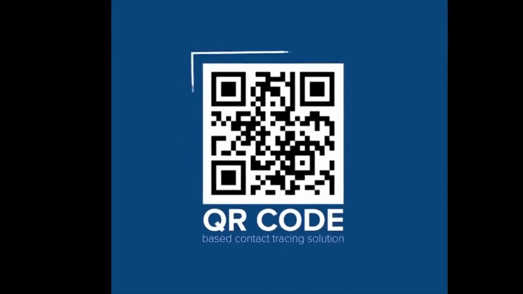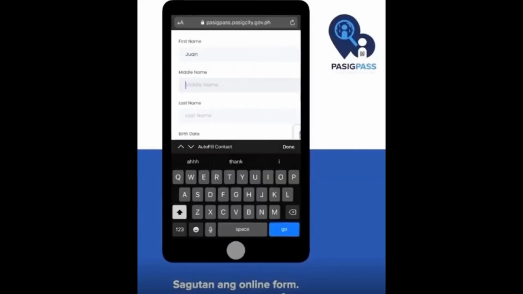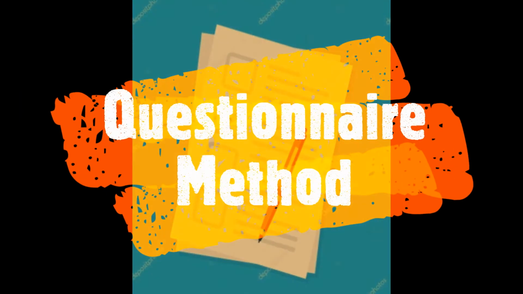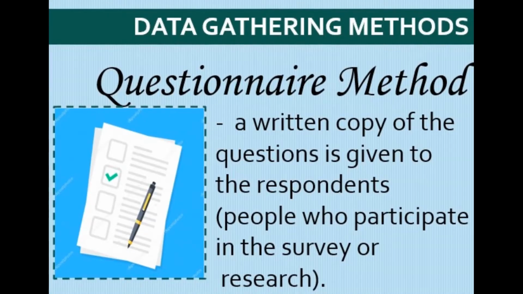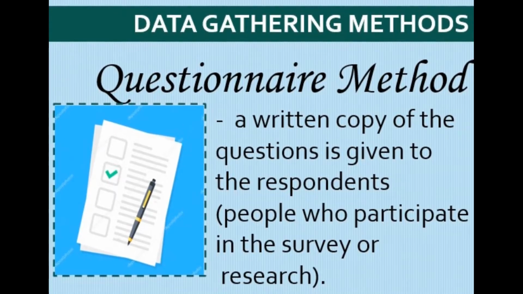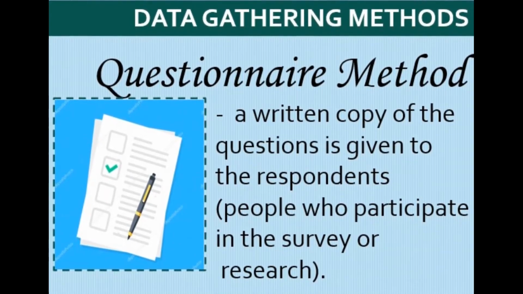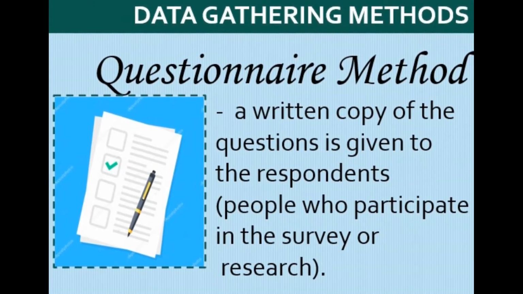To get your PassIGPass or QR code, you need to answer a form. This method is an example of questionnaire method. Questionnaire method involves a written or digitized copy of the questions given to the respondents to gather data.